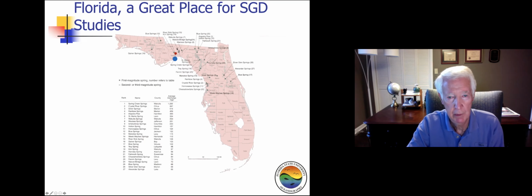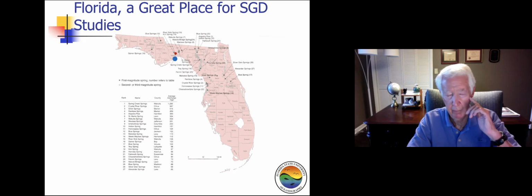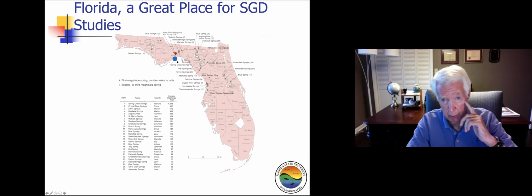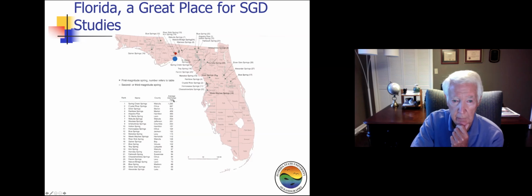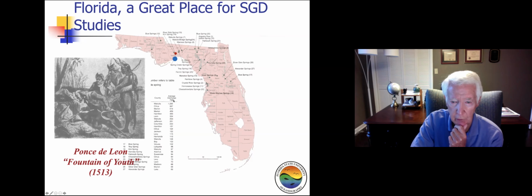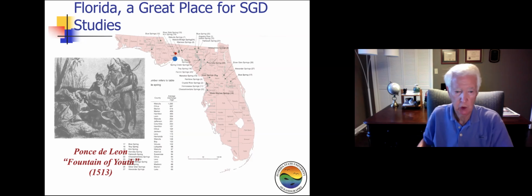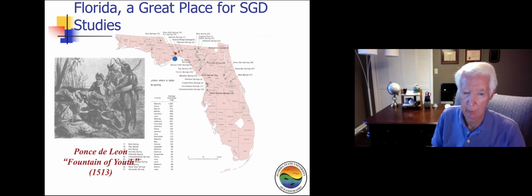So all of the solid points in this diagram are what they call first magnitude springs, which means they have a discharge of greater than 100 cubic feet per second, which is something like 46 million gallons a day, if I remember right. Tallahassee is up here. The red dot is Wakulla Springs, which I'll come back to. And the blue dot is Spring Creek Springs, which is actually a submarine spring. There's something like 12 or 13 vents. They all discharge underwater. And collectively, that discharge is the largest spring in Florida, which is saying something. Now, of course, we all know that Florida was discovered by the Spanish, not counting the Seminole Indians that lived here.